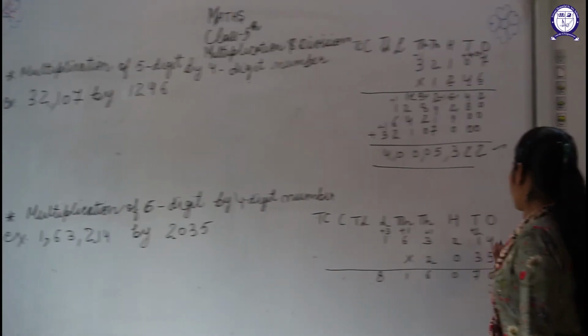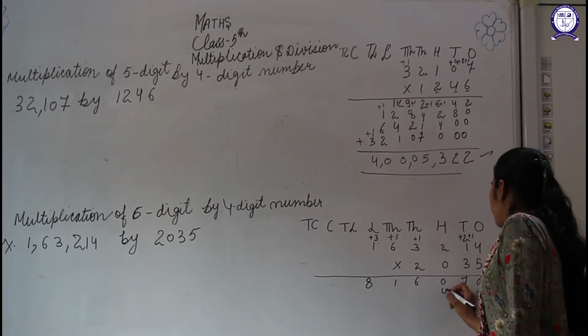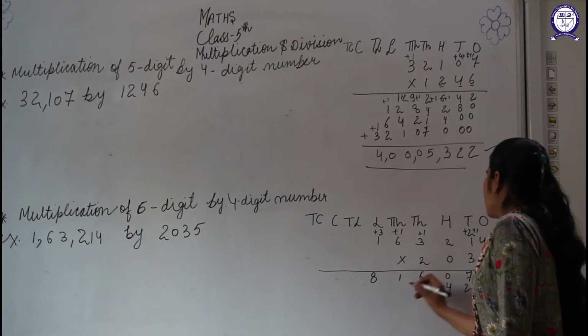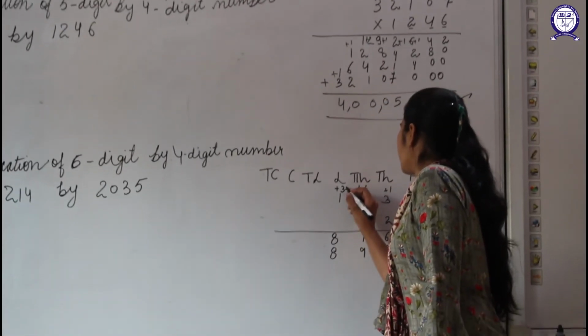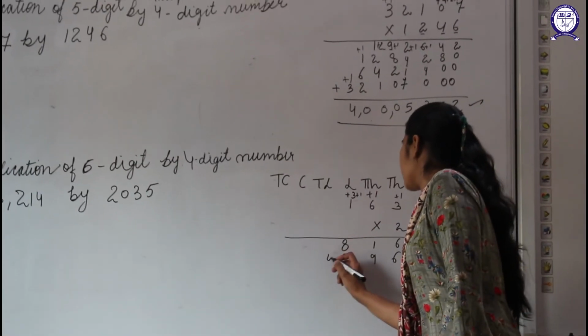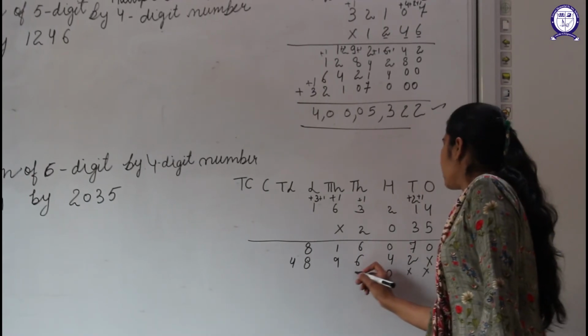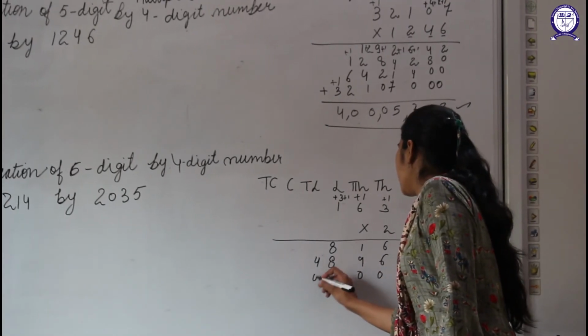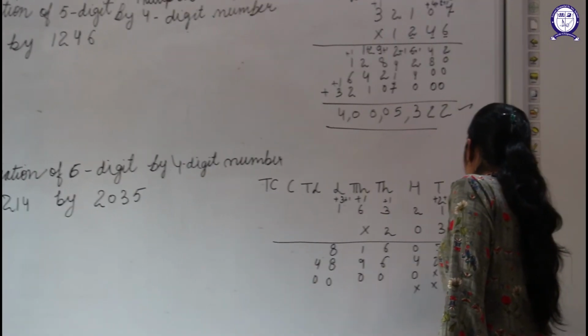Write a cross sign. 3 fours are 12, carry 1. 3 ones are 3. 3 plus 1, 4. 3 twos are 6. 3 threes are 9. 3 sixes are 18, carry 1. 3 ones are 3. 3 plus 1, 4. Now write 2 cross signs. While you multiply by 0, all the answers will be 0, students. Now write 3 cross signs or 3 zeros.